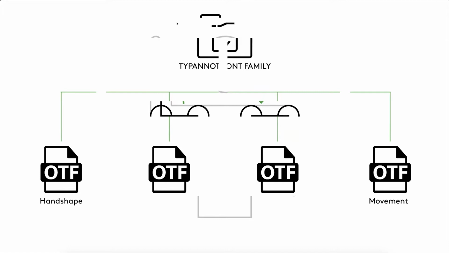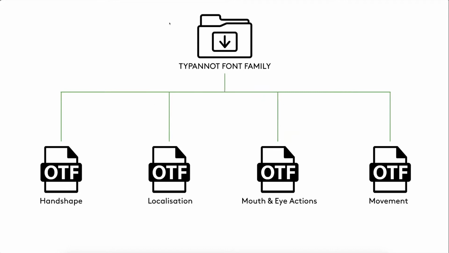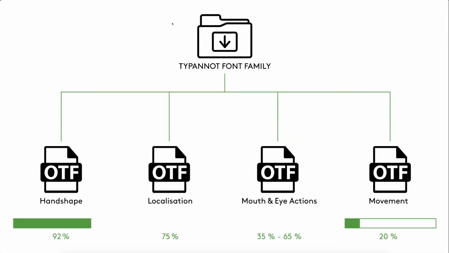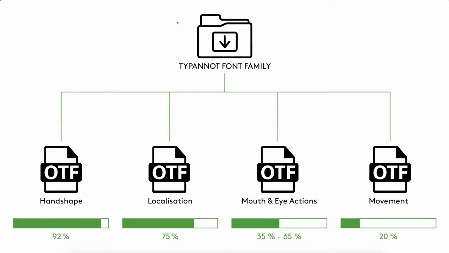The TYPANNOT system is a typographic system that aims at transcribing all parameters of sign languages. For each parameter, we are working on a typeface, each of which will be grouped in what we could call the TYPANNOT font family. We have different levels of completion in our task. EndShape is the most advanced system, but today we are here to show for the very first time our work on mouth action.